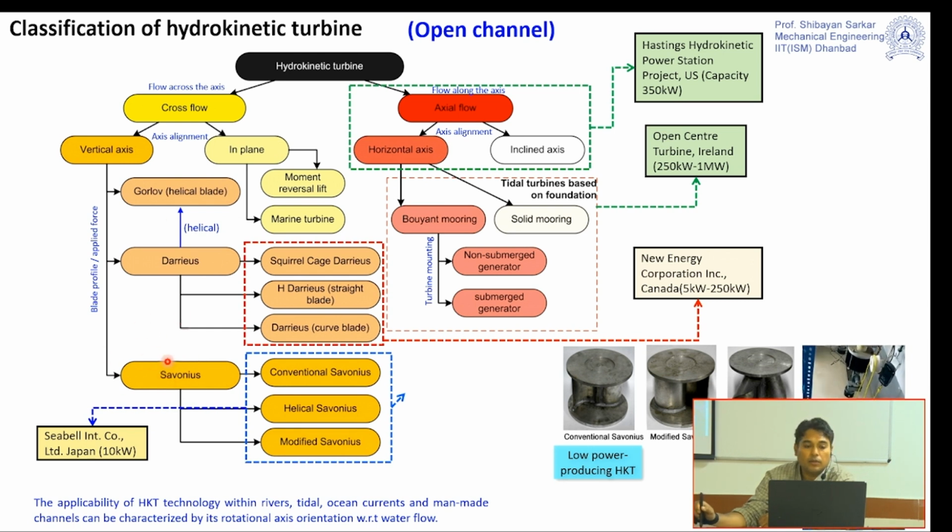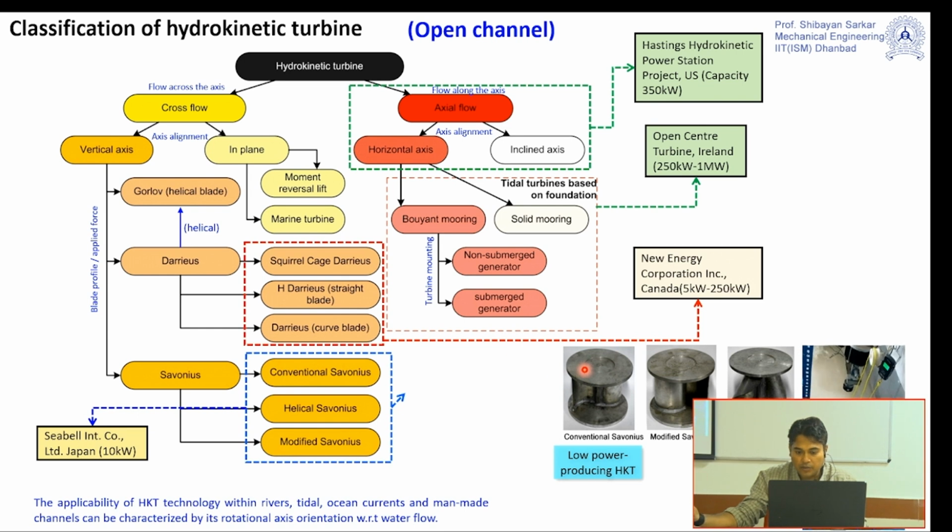Again, Savonius turbine: it may be a conventional Savonius turbine, or it may be a helical Savonius turbine. That means the blades are like this; in the conventional one, one blade will be like this, another blade will be like this, and in some turbines it may happen that the bottom plate will be like this whenever it is reaching the top plate.